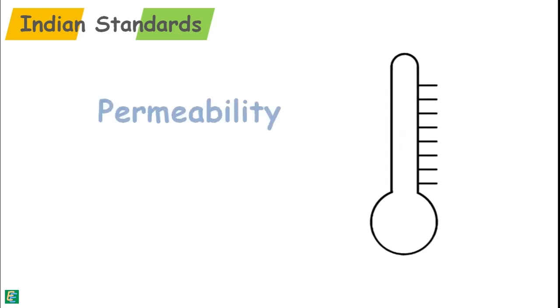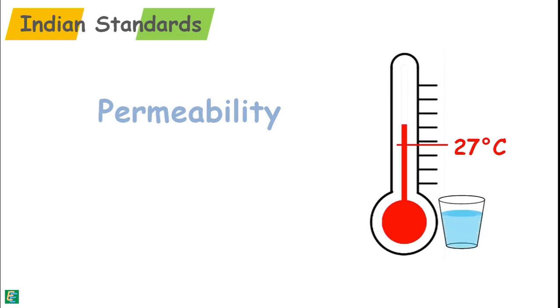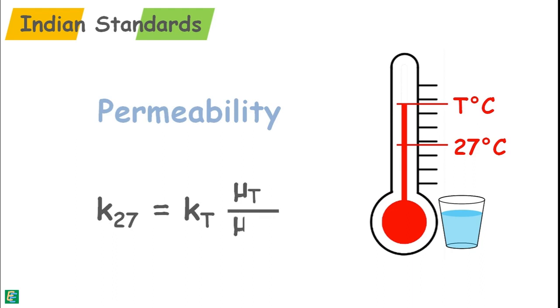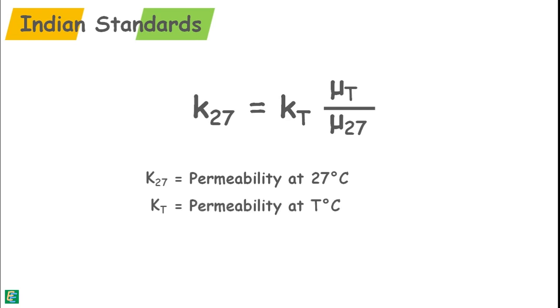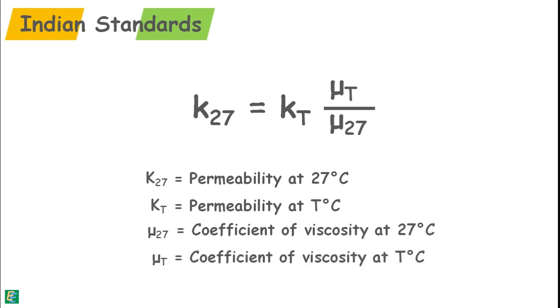According to the Indian standards, we report the permeability values at temperature 27 degrees Celsius. So if we measure the temperature of the water as T degrees Celsius, then using this formula, we can calculate the permeability at 27 degrees Celsius. Here, K27 and KT are the permeability of the soil at 27 degrees Celsius and at test temperature T degrees Celsius respectively. Mu27 and MuT are the coefficient of viscosity at temperature 27 degrees Celsius and test temperature T degrees Celsius respectively.